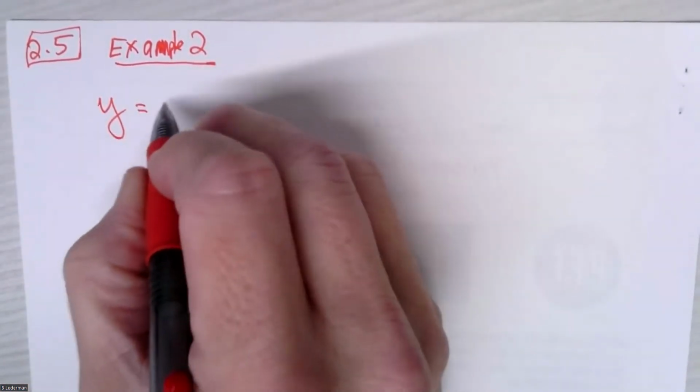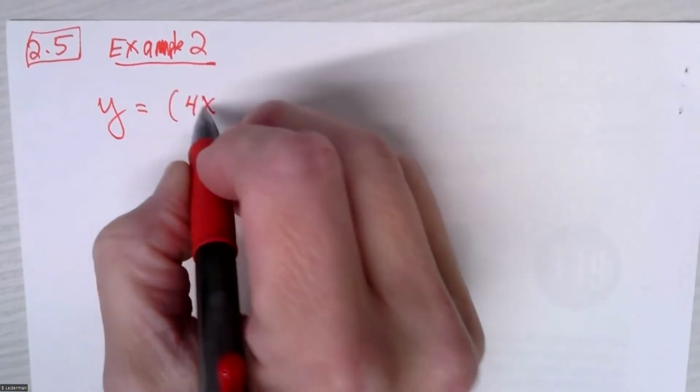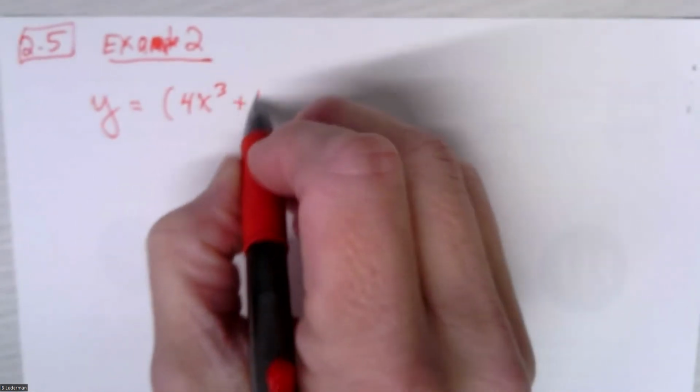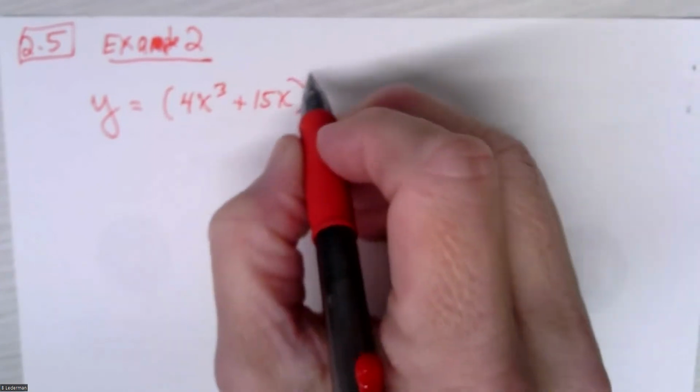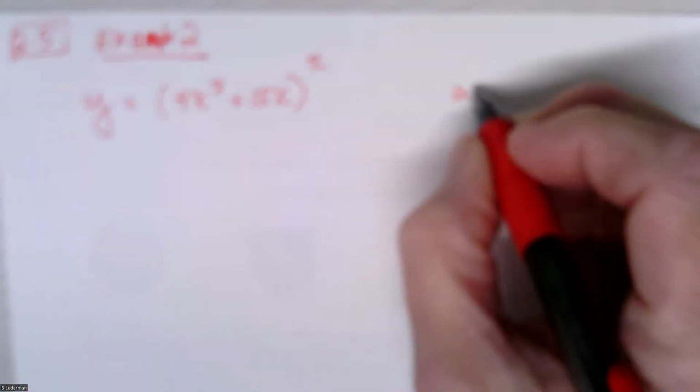So y is equal to 4x cubed plus 15x to the second power. So this here is my u. So u is equal to 4x cubed plus 15x squared. So what I'm doing is taking this whole inner quantity as one unit, and I'm going to take the derivative of this big giant unit.